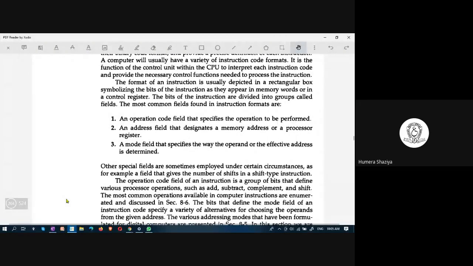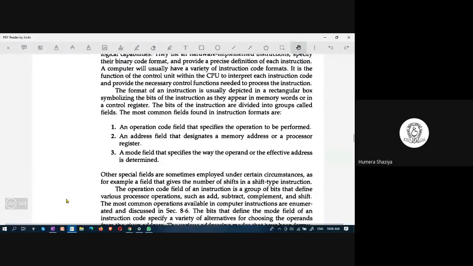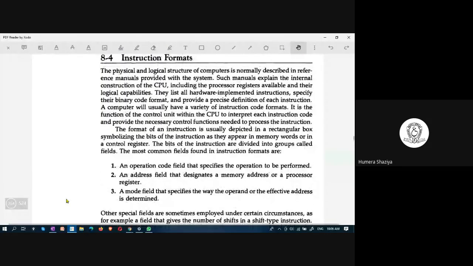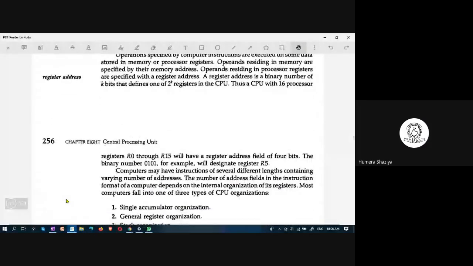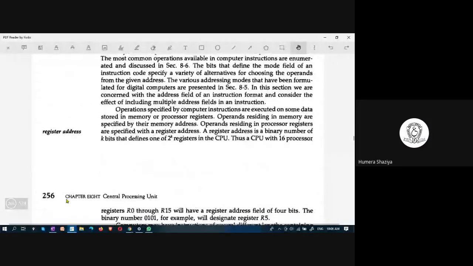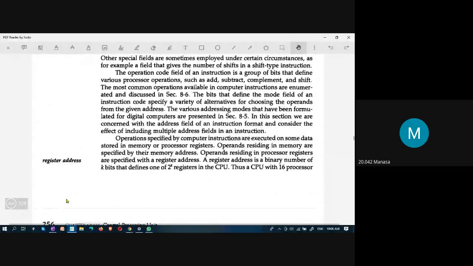present in an instruction, right? Tell me, what are they? Memory reference, input output, register reference. Okay. Memory reference instruction.